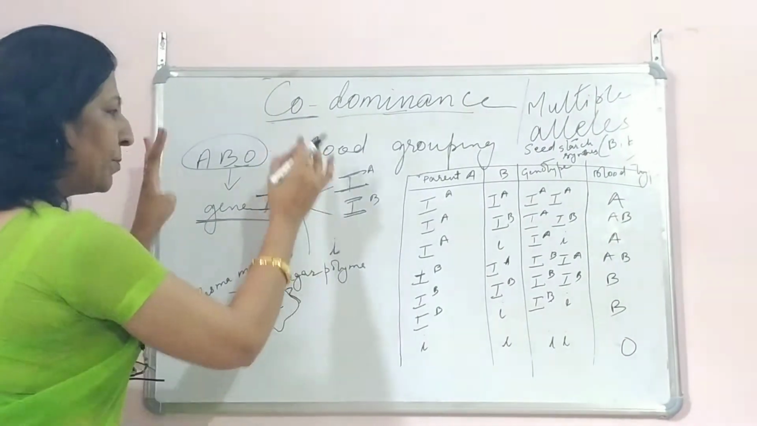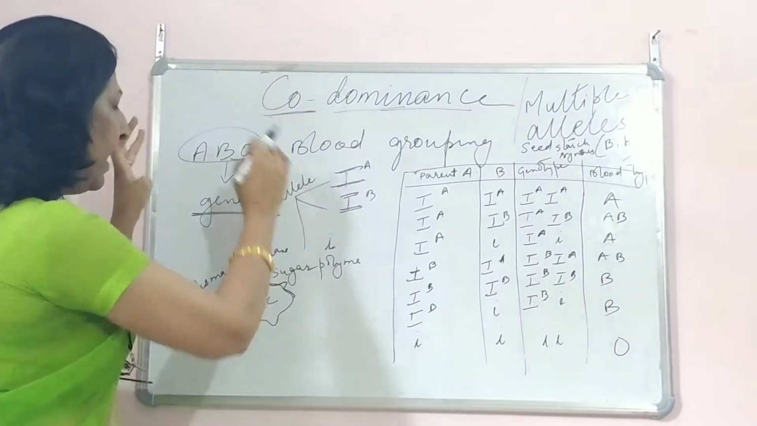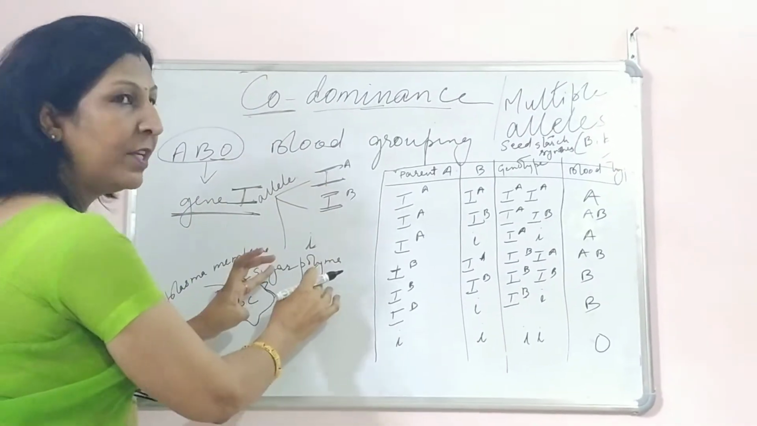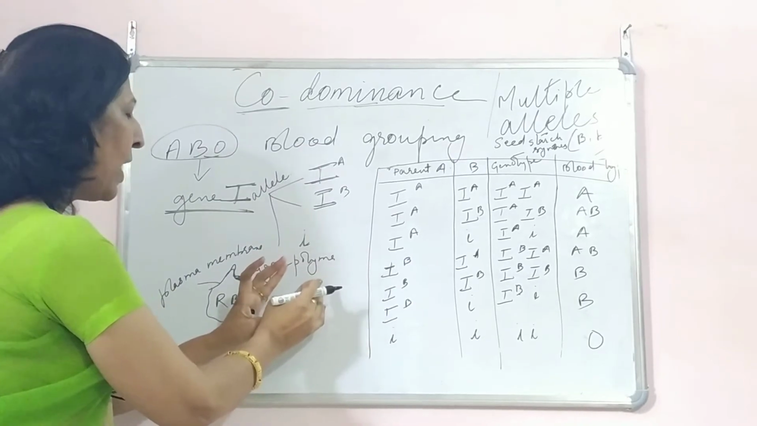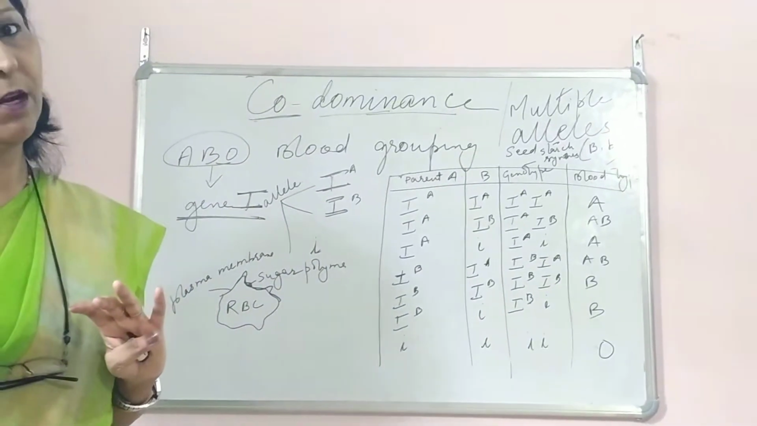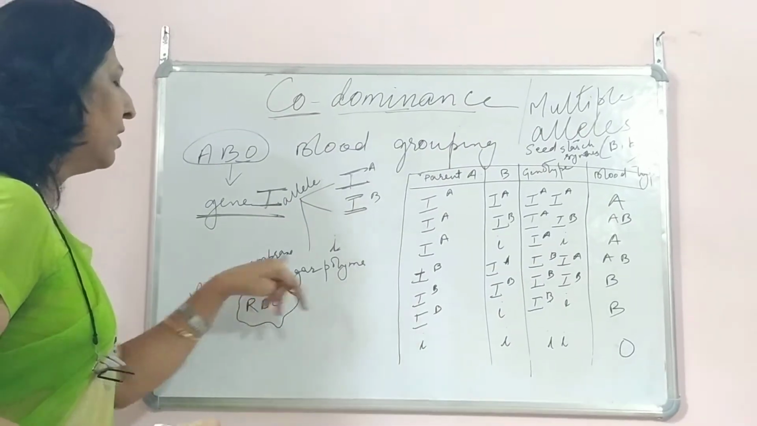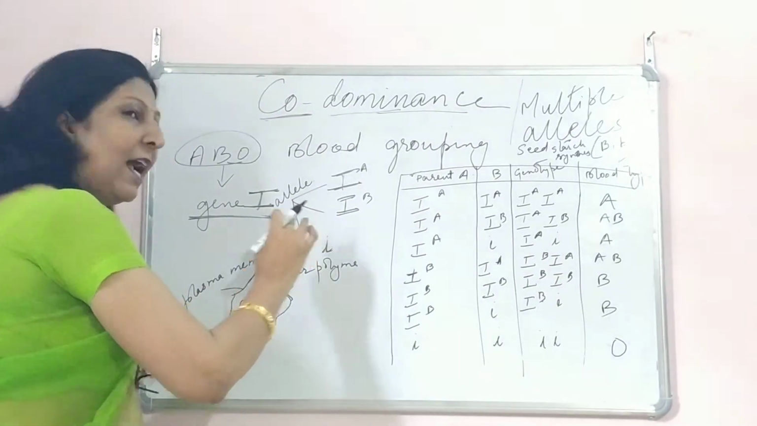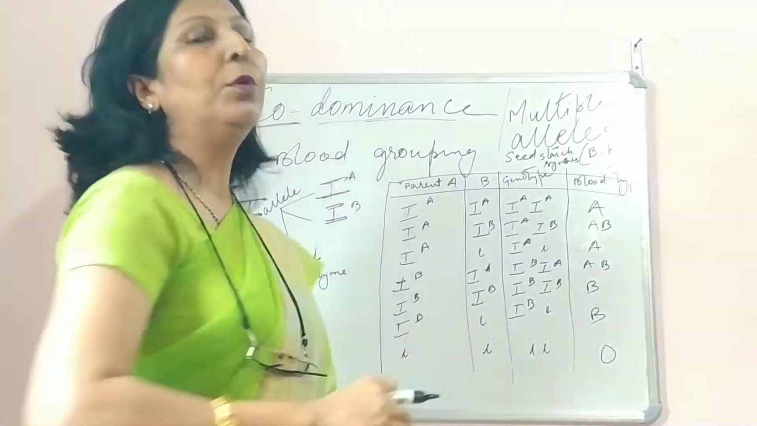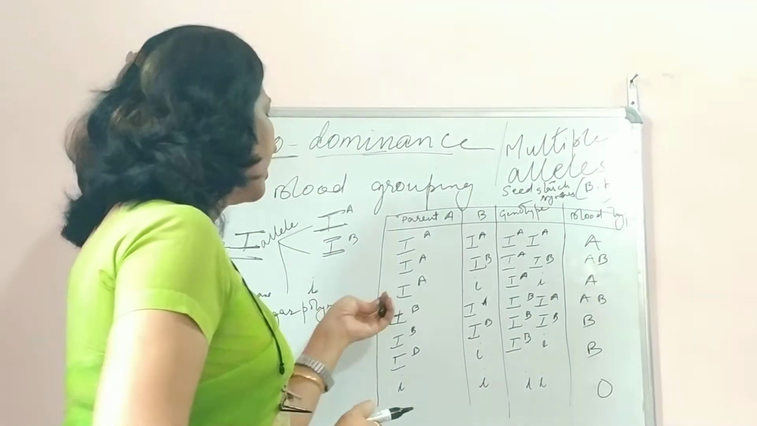So up till here I hope it is complete. ABO blood grouping, gene I is responsible for it. Gene I has got three alleles, IA, IB and small i. The plasma membrane of red blood cells has a sugar polymer which pokes out of the plasma membrane. So now children, we come to the three blood genes, how they are.